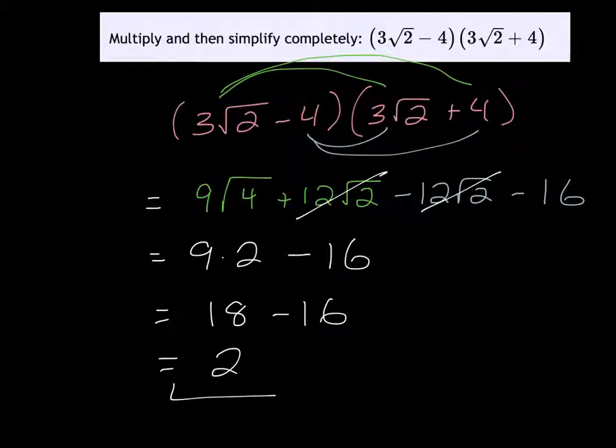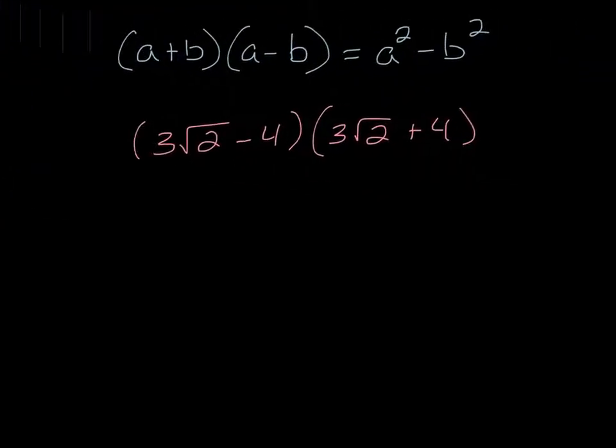Alright, and now there's an alternative to this process. Because of what we're multiplying together here, we're multiplying two things that are conjugates of each other. And again, a conjugate is a binomial that is exactly the same, except one has an addition and one has a subtraction in them. So let's talk about that process. This is also known as the difference of squares, or the multiplication of conjugates.